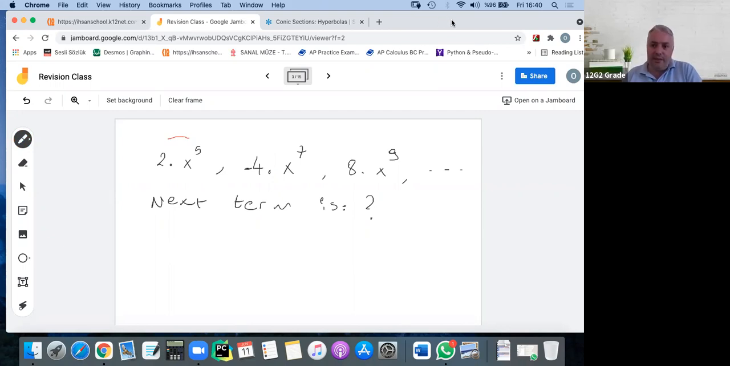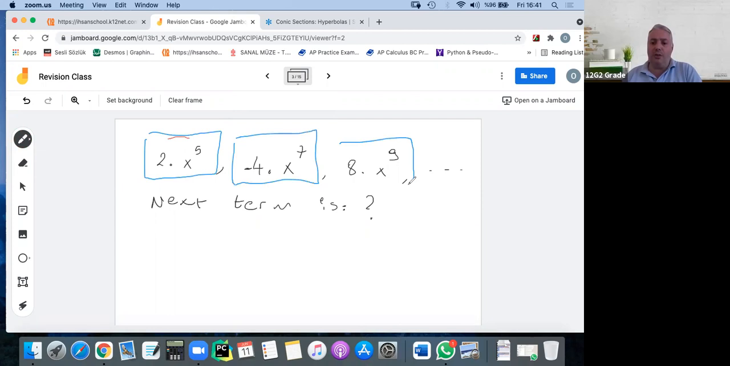Let me annotate here. Maybe it works. Okay, so the first term, second term, the third term, and so on. It says, what will be the term here? How can we find this? So let's think. Let's try to find a rule.